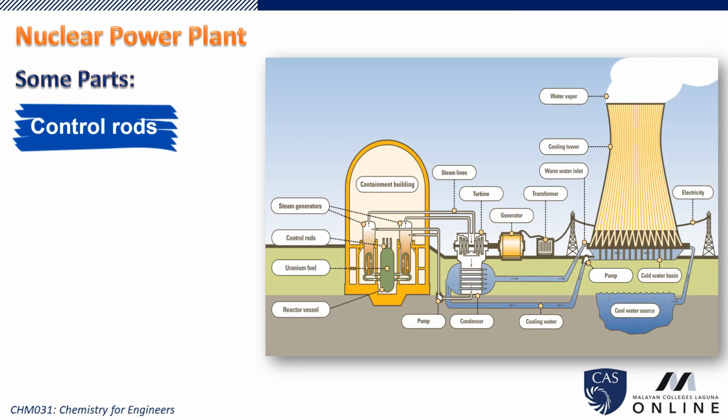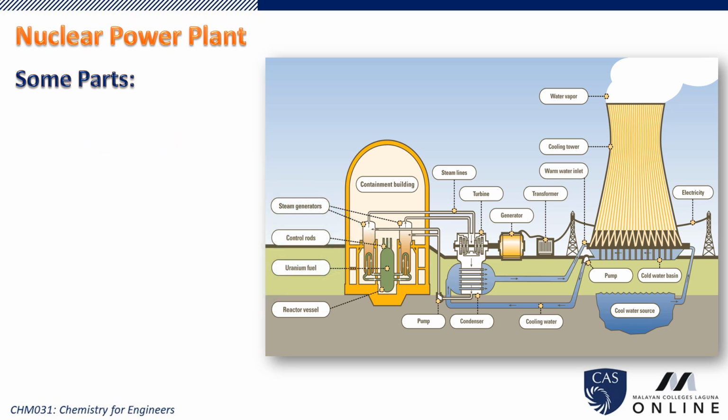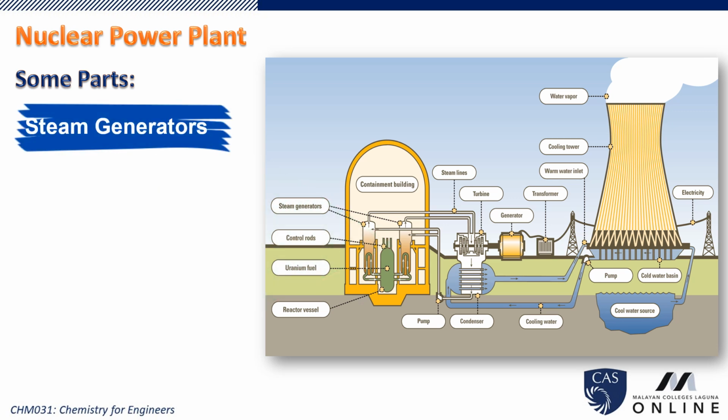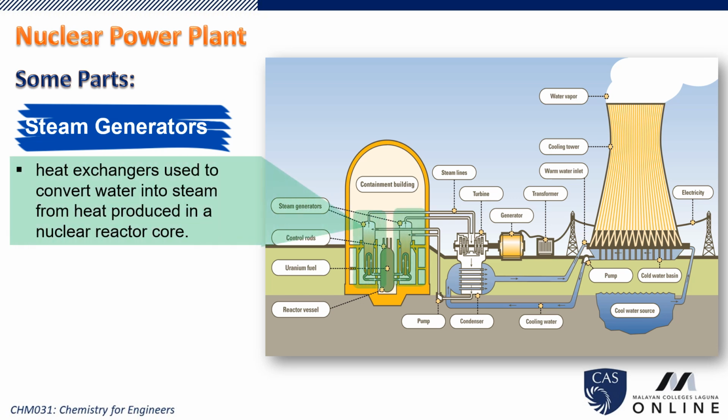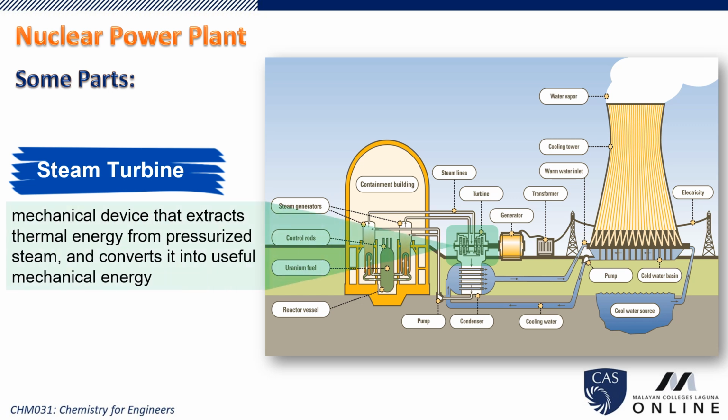The next part is the control rod. Control rods are made of a material. We also have steam generators. We also have the steam turbine. This is a mechanical device that extracts thermal energy from pressurized steam and converts it into useful mechanical energy.